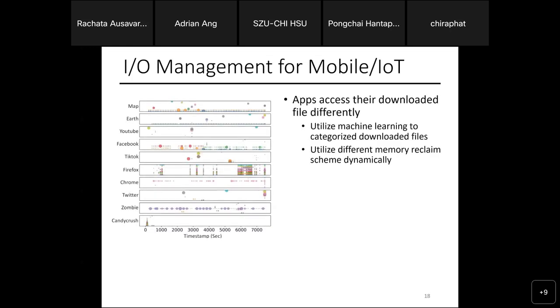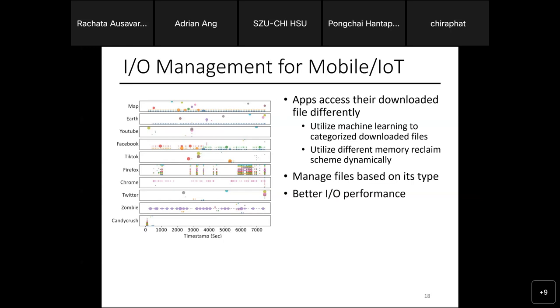Or even things like I/O management. This is a little bit different from what we covered so far. These are about how to manage I/O on mobile and IoT. For example, there was an experiment that I did with my colleague in Hong Kong. What we found is that when you use a mobile phone, each app uses files differently. Facebook, YouTube, Google Maps, Google Earth, TikTok, Chrome use files at different rates and different frequencies, and somehow you don't even have reuse.